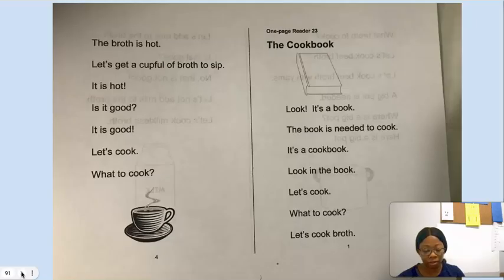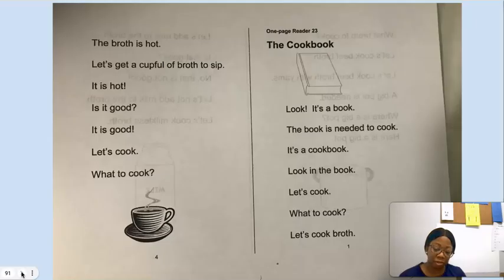What broth to cook? Let's cook beef broth. Let's cook beef broth with yams. A big pot is needed. Where is a big pot? Here is a big pot. All right. Now we're moving on to page 3.